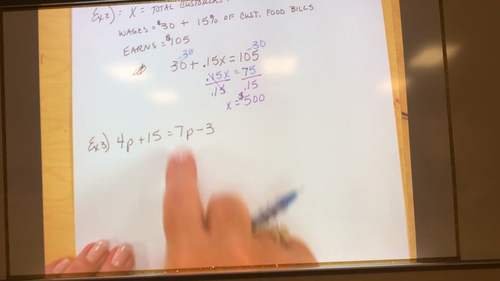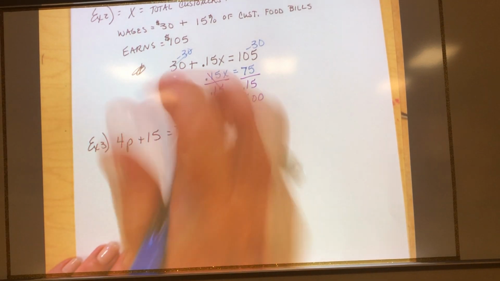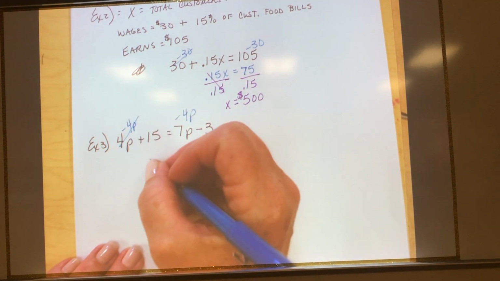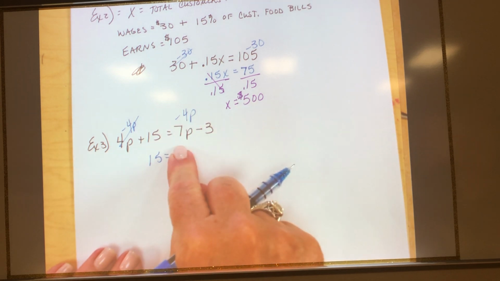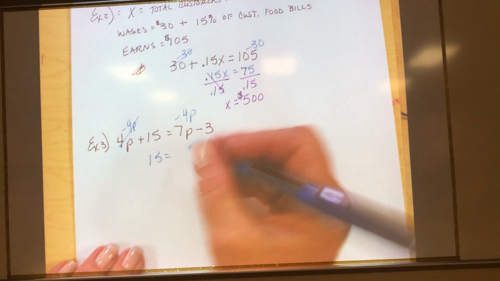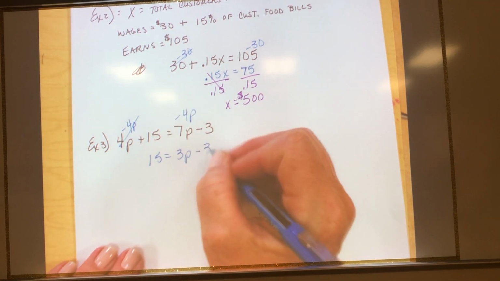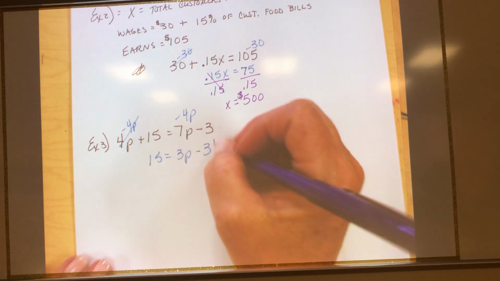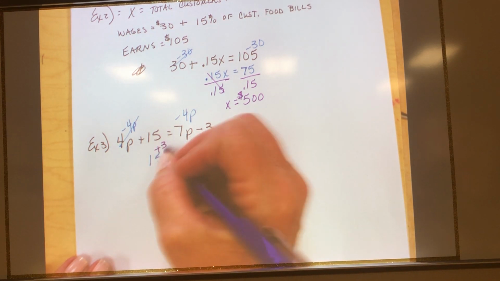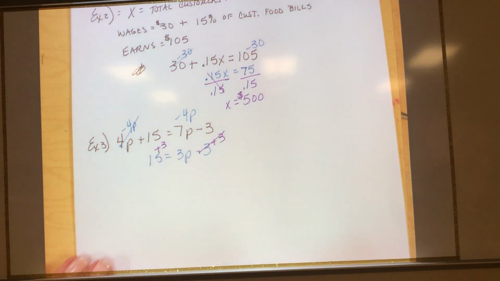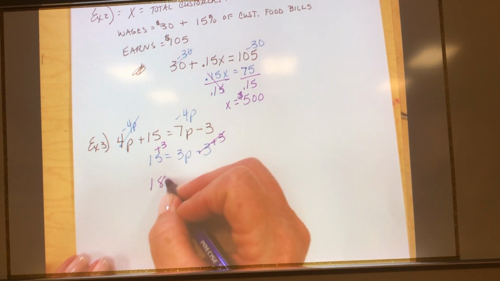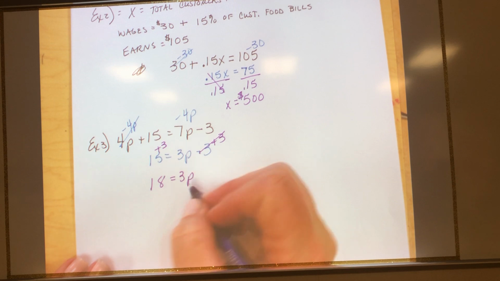All right, so I'm going to put mine over here. I'm going to say minus 4p, minus 4p. So 15 is equal to, what's 7p's minus 4p's? 3p. 3p minus 3. Now what do I do? Minus 4p. You subtract, you add 3. I'm going to add 3 to both sides. Plus 3, plus 3. Cancels out on the right, okay? On the left, 15 and 3 make? 18. 18 equals 3p. Now what am I going to do?